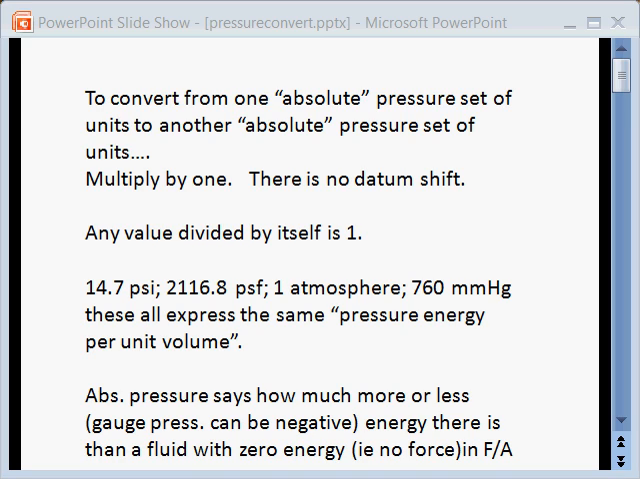And absolute pressure says how much more or less fluid than there is at 0 energy. All right, so gauge pressures can be negative, absolutes cannot.